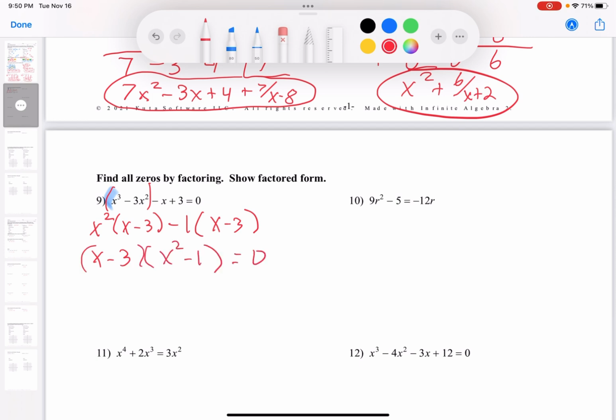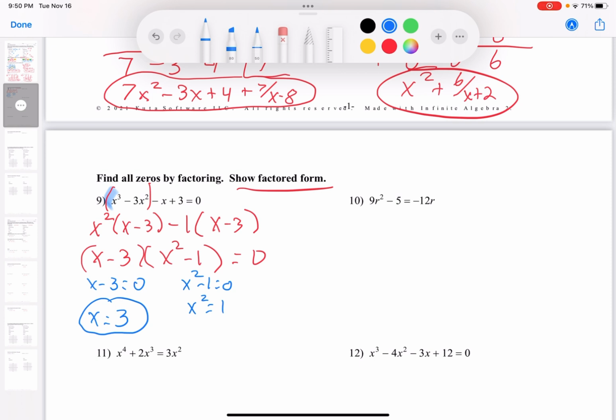So this is factored form. Now we have to find the zeros. So remember, when we're finding the zeros, what makes this 0? Well, 3 makes that 0. So there's one of your zeros. And then x squared minus 1 equals 0, so x squared equals 1. Find the square root of both sides.